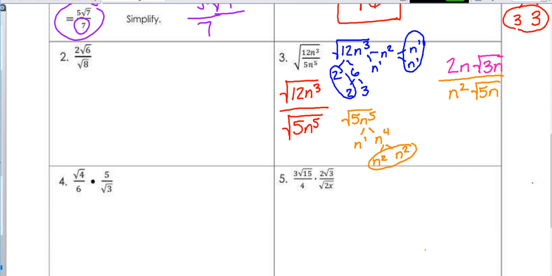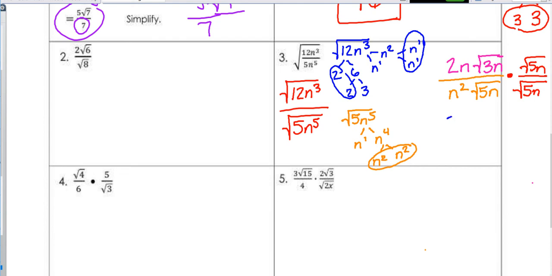Okay. If you have a question, pause the video, ask a partner, because I know whenever we introduce variables, we sometimes get a little thrown off, but you guys can do it. I believe in you. All right, so going back to our original problem, or our new problem here, we need to get that radical out of the denominator. So I'm multiplying the top and bottom by the square root of 5n.